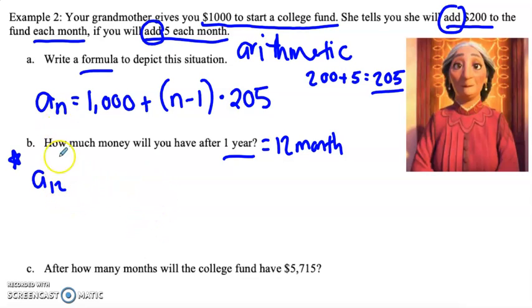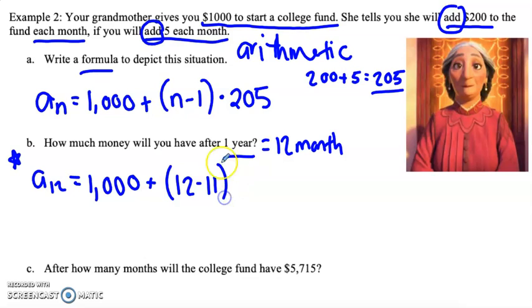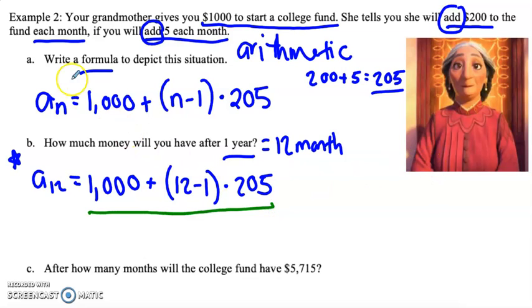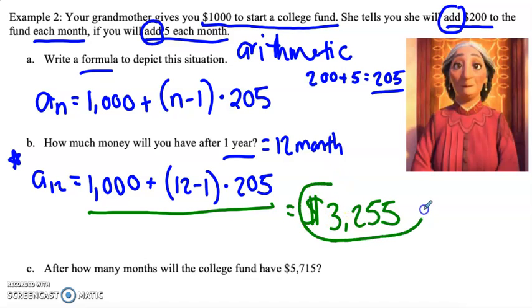Again, we're going to plug in 12 for our n value. So I've got $1,000 plus parentheses. Go ahead and put your 12 here: 12 minus 1. That's 11, not 1. And then we're going to multiply that by 205. We can type all of this in the handy dandy calculator. You're going to hear the answer pop up in 3, 2, 1. Once you type that in, you should have gotten 3,255. Don't forget to add your dollar sign because we were talking about units.